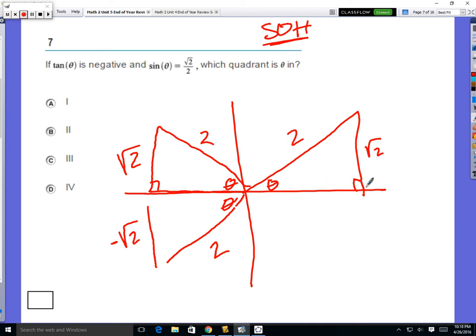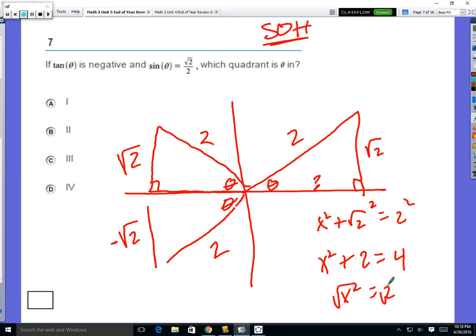This piece is going to be, let's say we want to find it using Pythagorean Theorem. So we could go x squared plus square root of 2 squared equals 2 squared. So x squared plus, that's going to kill the square root, 2 equals 4. So x squared equals 2. And square root. So this is going to be square root of 2. But now over here it's going to be a negative square root of 2.